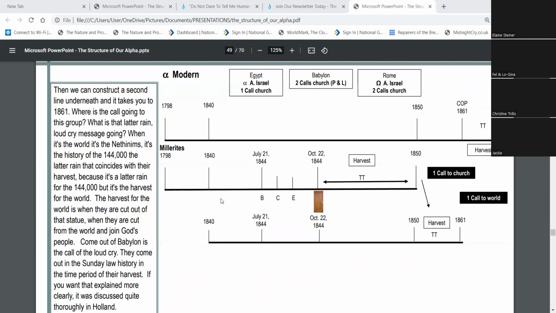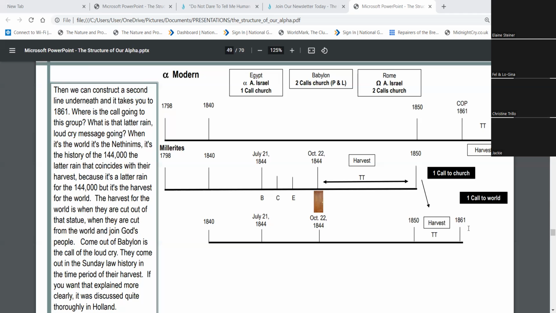Then we can construct a second line underneath, and it takes you to 1861. Where is the call going to this group? What is that latter rain, loud cry message going? When it's the world, it's the Nephilims. It's the history of the 144,000. The latter rain that coincides with their harvest, because it's a latter rain for the 144,000. But it's the harvest for the world.